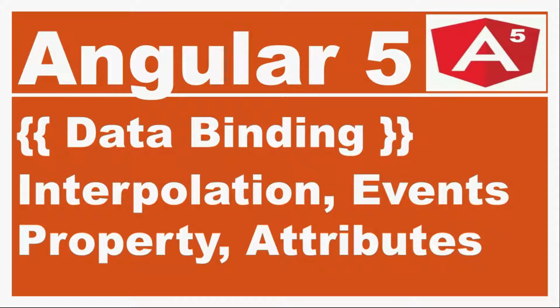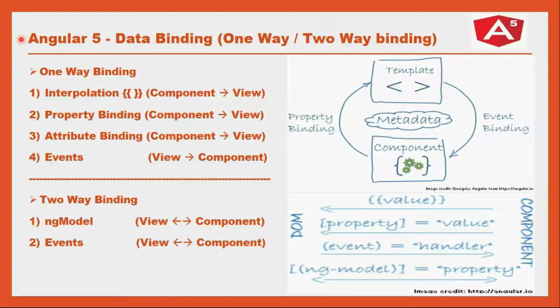Angular 5 data binding. Today we'll be looking into the data binding options between the view and the component. Angular 5 data binding can be broadly classified into two categories: one-way data binding and two-way data binding.